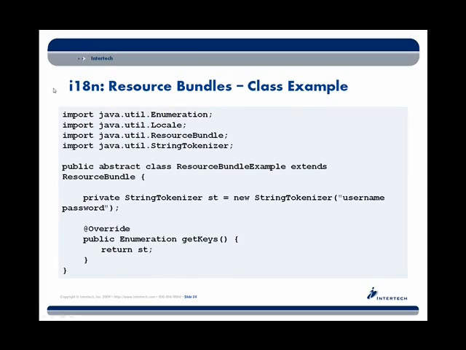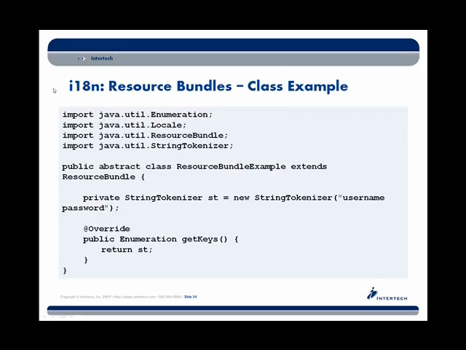As I mentioned, in my particular implementation, what I'm going to do is create an abstract class, and I'm going to call it ResourceBundleExample. The only purpose of this one is to define what keys are available for all of my resource bundles and then override the getKeys method.